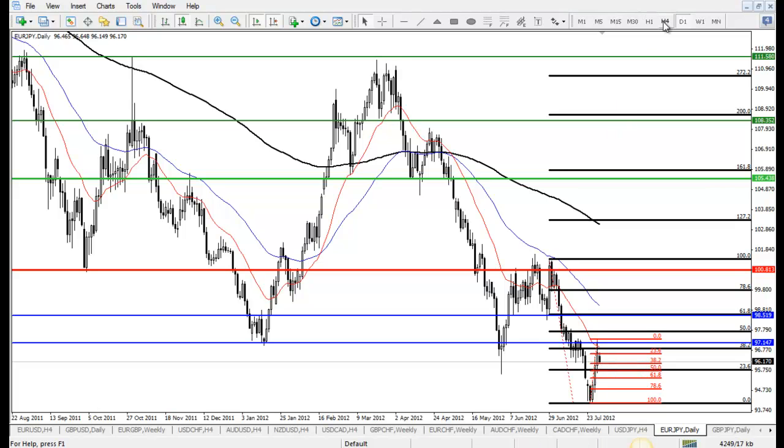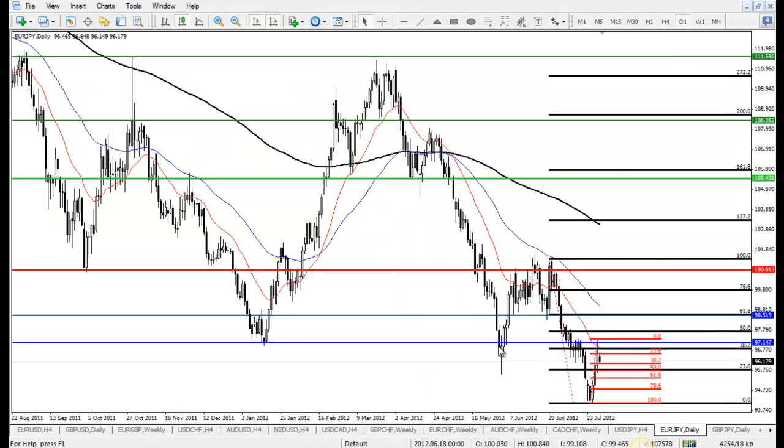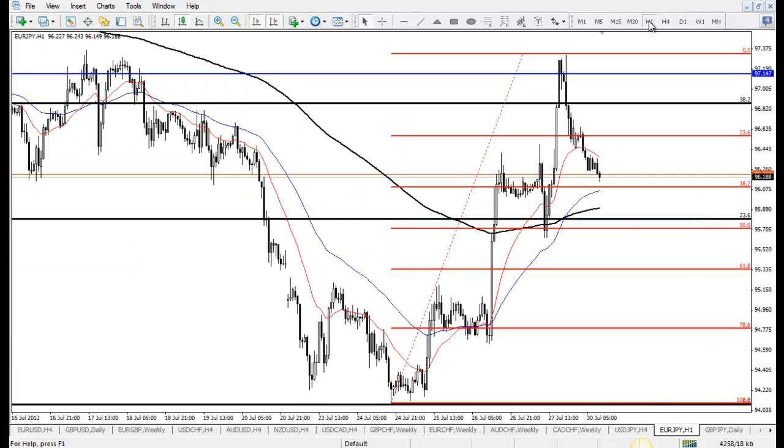Now, if we drop down a time frame to a 4-hour chart, we can see there's a 5-wave rally that's already ensued and found resistance at the 97.14 area, which was the previous lows around here. And we're seeing a little sell-off in the euro yen. The yen is strengthening, a little risk off happening at the moment. We can see this is going to be a retracement.